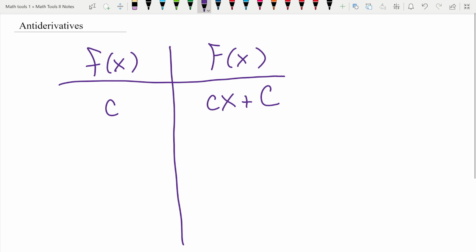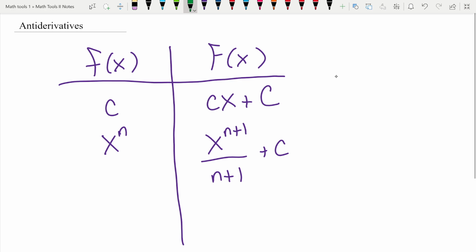So what about just a general power function, like x to the n? This was one of the most common derivatives that we do. So what about its antiderivative? Well, this is going to be x to the n plus 1 over n plus 1, and then of course plus c.